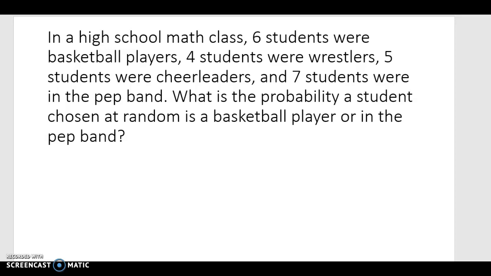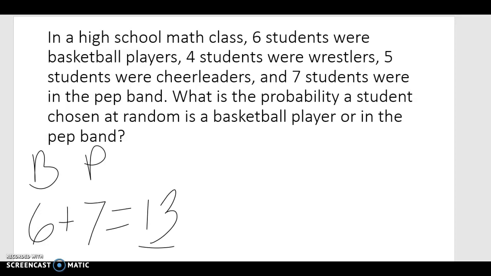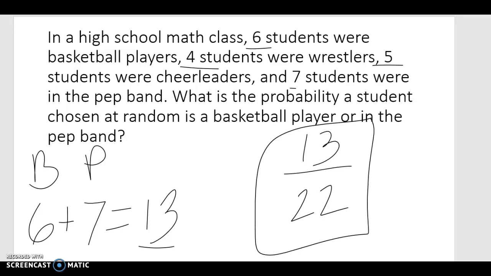Okay, so let's think this through. If we're talking about basketball player or pep band, I have 6 basketball players and 7 in pep band. So 13 are basketball or pep band. Well, how many do we have total? 6 plus 4 plus 5 plus 7 gives me a total of 22. So the probability of picking a basketball player or a pep band member would be 13 out of 22.